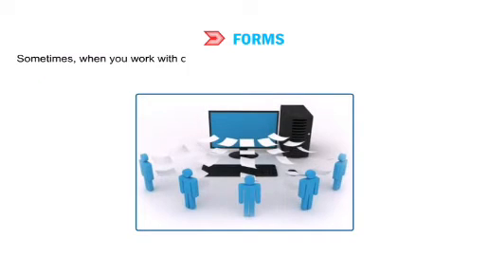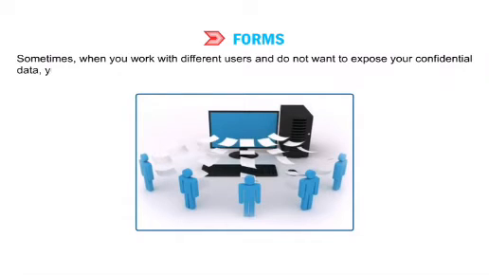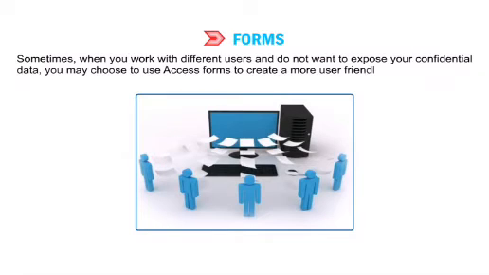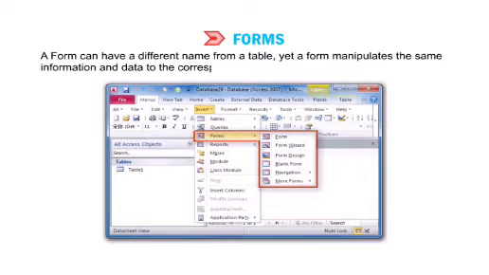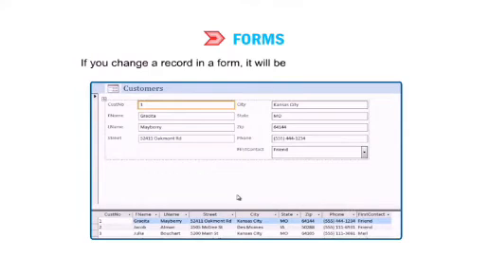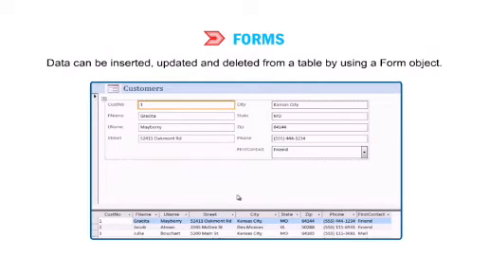Sometimes when you work with different users and do not want to expose your confidential data, you may choose to use Access forms to create a more user-friendly interface. A form can have a different name from a table, yet a form manipulates the same information and data as the corresponding table. If you change a record in a form, it will be reflected in the table also. Data can be inserted, updated, and deleted from a table by using a form object.